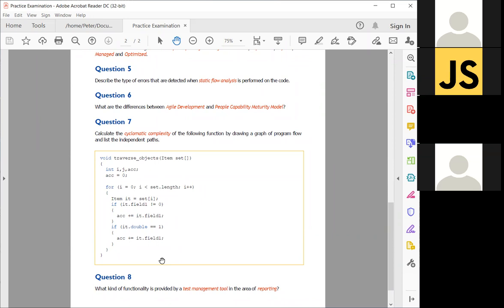So these are the 8 questions we have prepared for the practice examination. Please go through them, see how you can also expand the questions, ask yourself more questions, and then see how you can answer them to support your preparation for the exams.